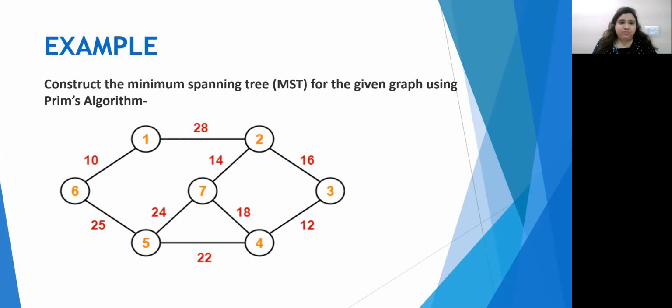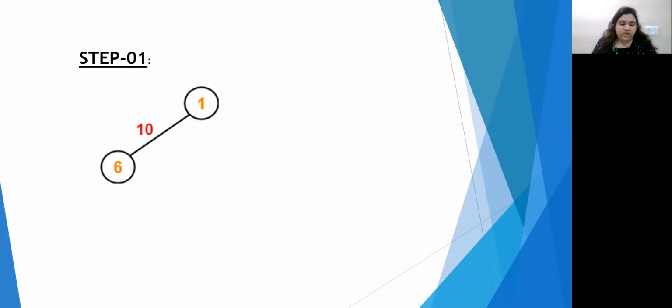Now let us understand the implementation of Prim's algorithm with the help of the given example. We need to construct the minimum spanning tree for this graph using Prim's algorithm. This is the graph shown here in the presentation. To begin with, we have chosen vertex number 1 as our root vertex. We have connected the root vertex 1 with vertex 6, since out of the two edges connected to vertex 1, the one with the least weight goes to vertex 6.